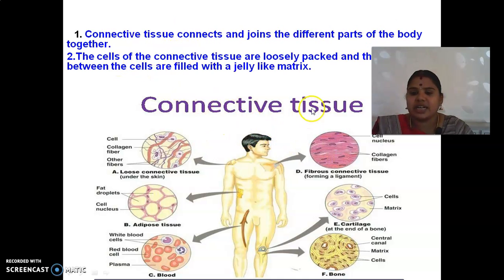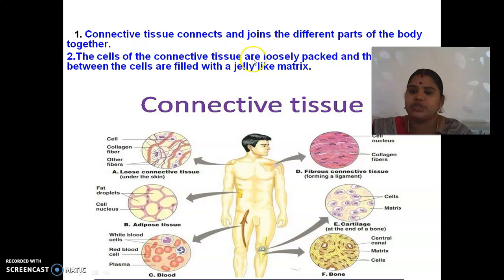Next one is the connective tissues. The connective tissue has many types, which are present in tendons, ligaments, blood, bones. So these connective tissues are present everywhere in our body. So what is the connective tissue? The connective tissue connects and joins the different parts of the body together. Understand? By the name itself, you have to know it connects and joins the different parts of the body together.